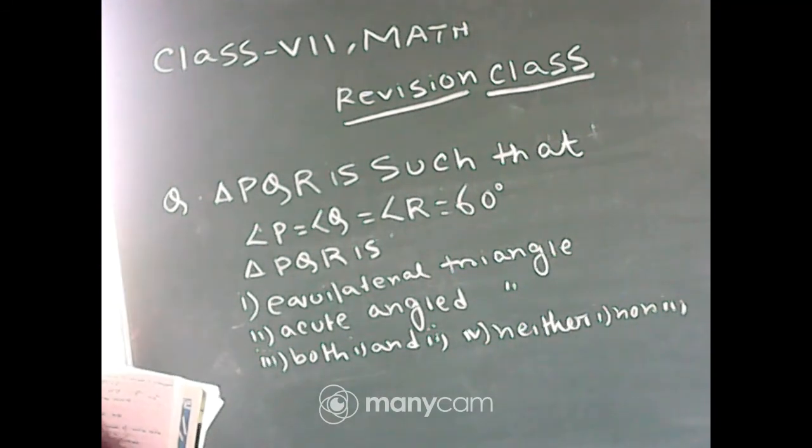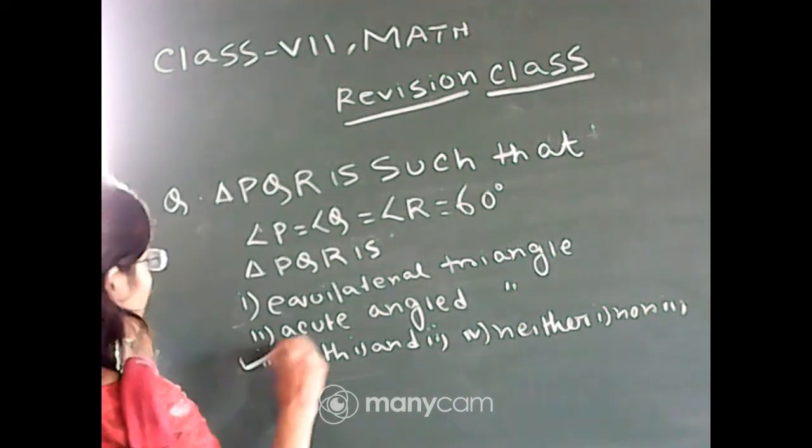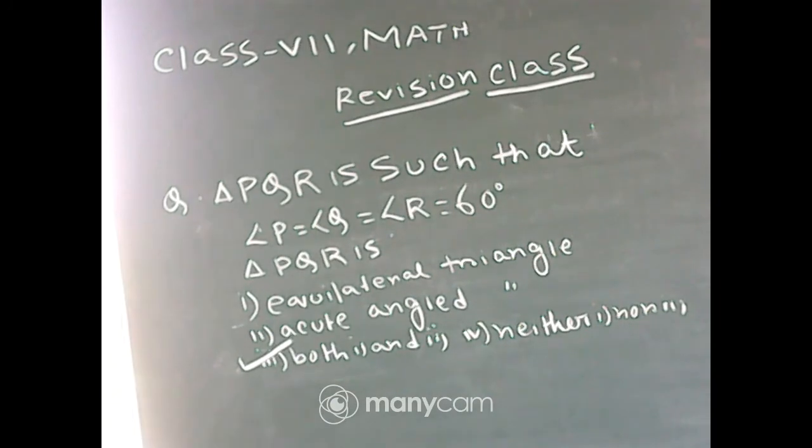Triangle PQR is both an equilateral triangle and an acute angle triangle, isn't it? It is also an acute angle triangle because each angle is 60 degrees, which is less than 90 degrees. So option 3 is the correct answer, because triangle PQR is an equilateral triangle, also an acute angle triangle.